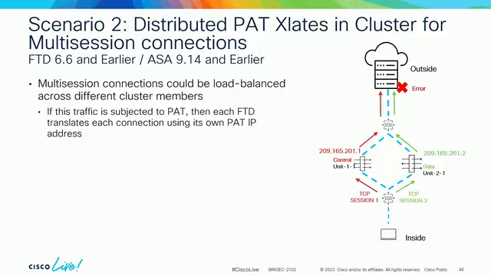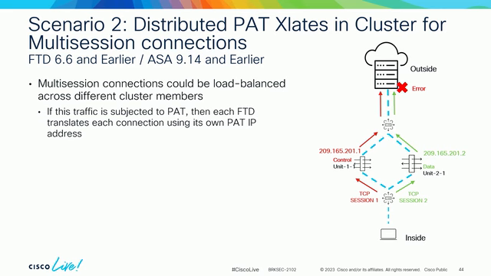And the reason for this is because sometimes both connections can be load balanced across the same unit. When those connections go through the same unit, then the traffic will get translated to the same IP address. But when the connections get load balanced across multiple units, then that traffic will get translated to multiple IP addresses. And here is where we have a problem.